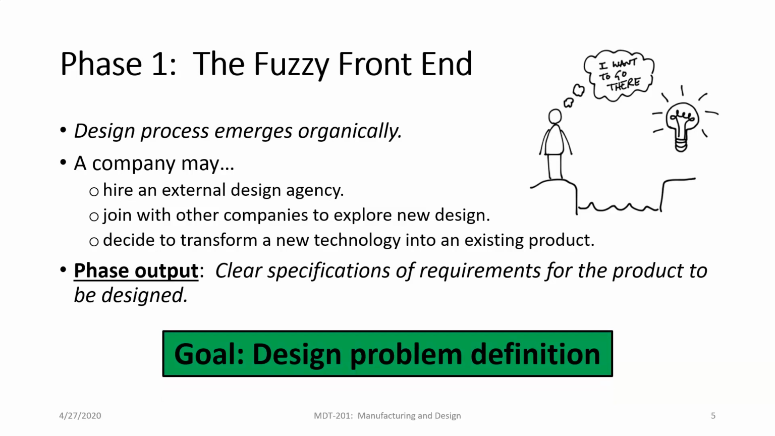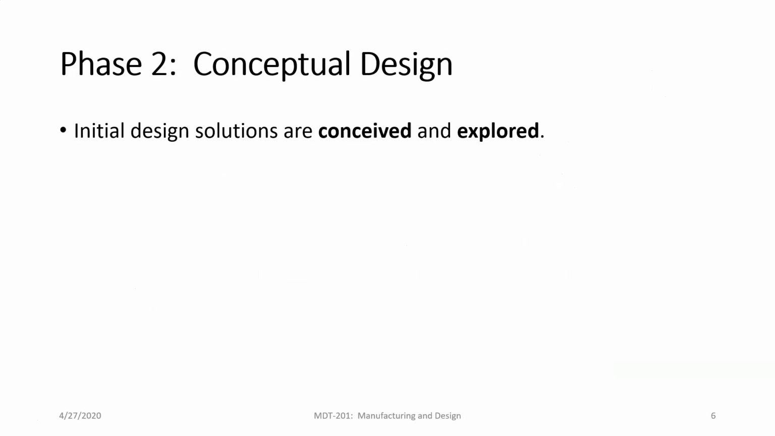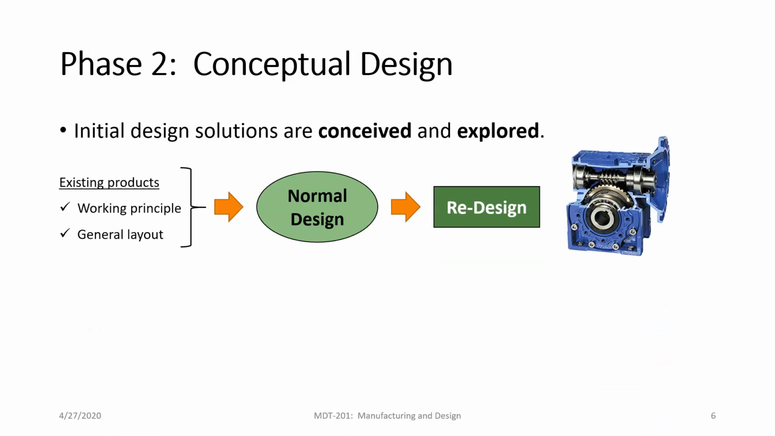So our goal is the design problem definition. Phase number 2 is the conceptual design phase, and this is where the initial design solutions are conceived and explored. Okay, so we take what we get from step number 1 and we push it forward. So do we want to redesign a product? All right. Do we want to take a product and improve upon it, add different features, make different sizes, whatever?